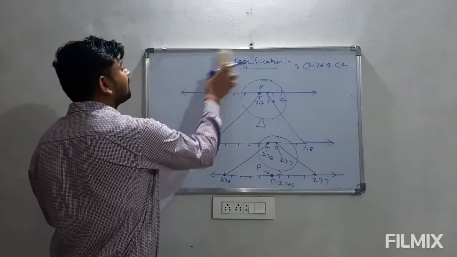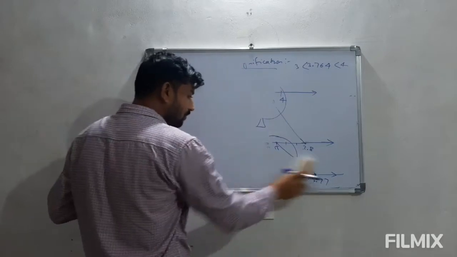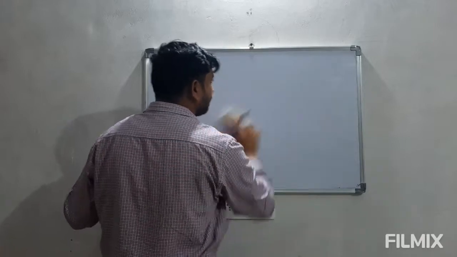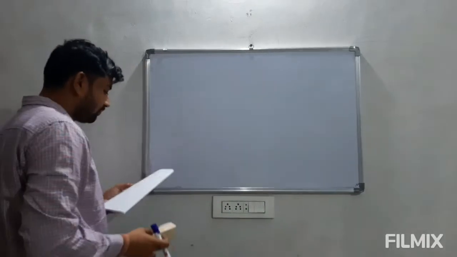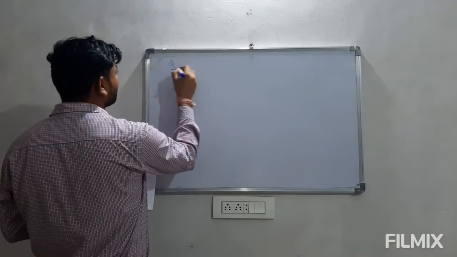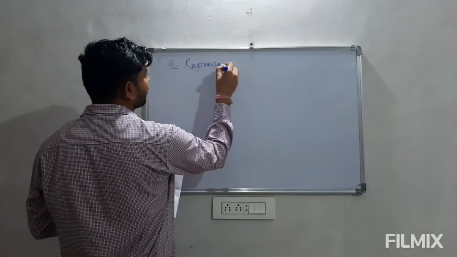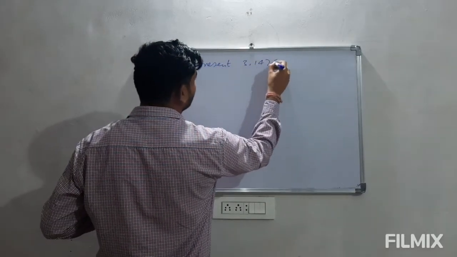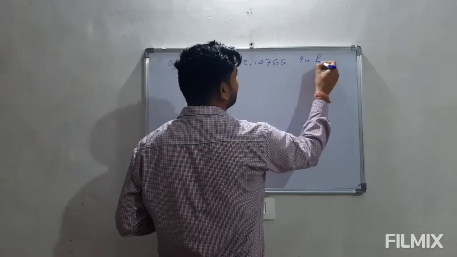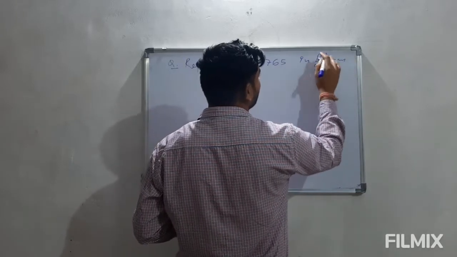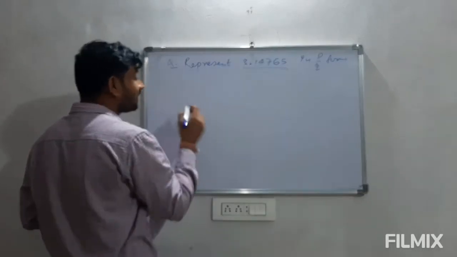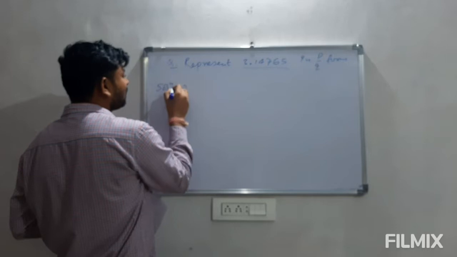Now let us come to the more important topic, which will be quite useful in your understanding of rational numbers. Suppose we have a question: represent 3.14765 in p by q form. What we can do? It is very simple. It is terminating type, so it's very simple to solve this part.